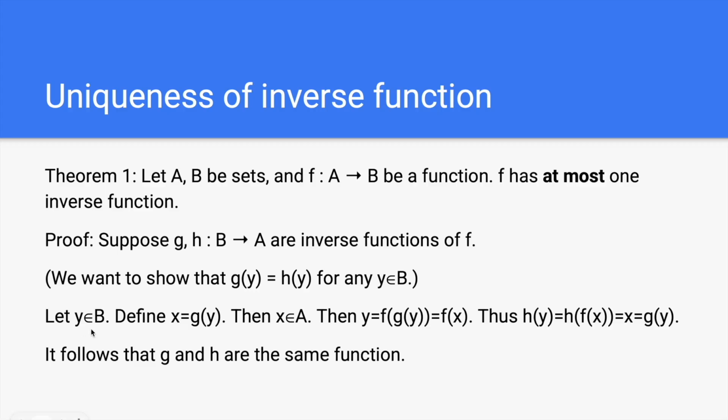Let y belong to B. Define x equal to g of y. Then x belongs to A. Then y equals f of g of y, which equals f of x. So h of y is equal to h of f of x, which equals x, which is g of y. It follows that g and h are the same function.